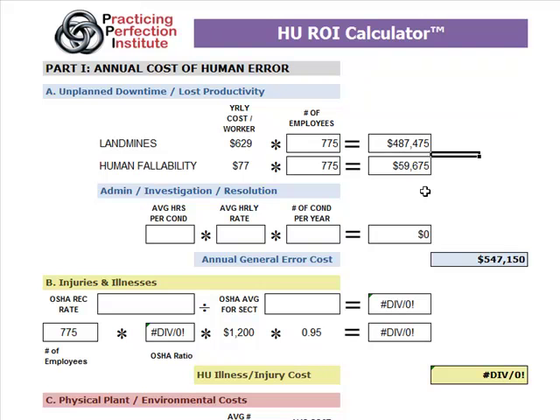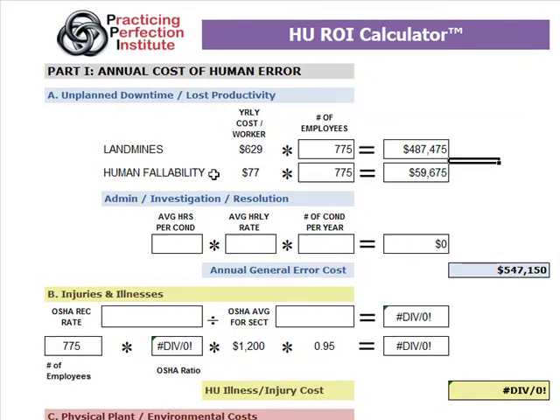So just one more quick explanation. If 84 to 94% of all human error is caused by landmines, then the other 6 to 16% is simply due to the fact that human beings are fallible. On any given day, any one of us can make a mistake. So if you do the math, that comes out to $77 per year. So those are added up.